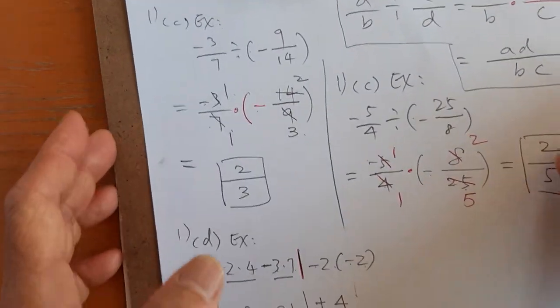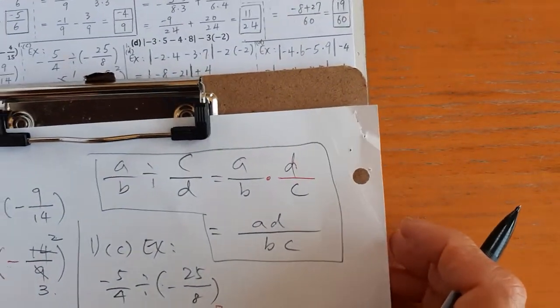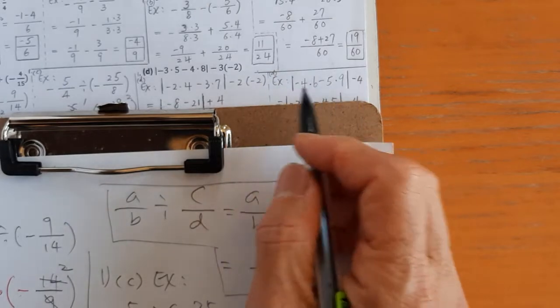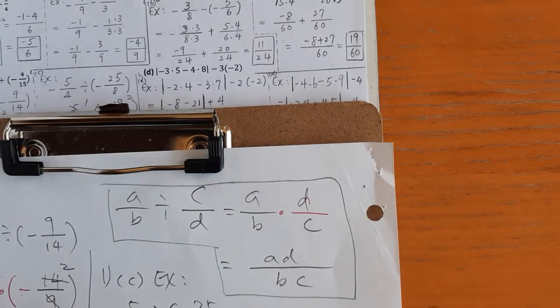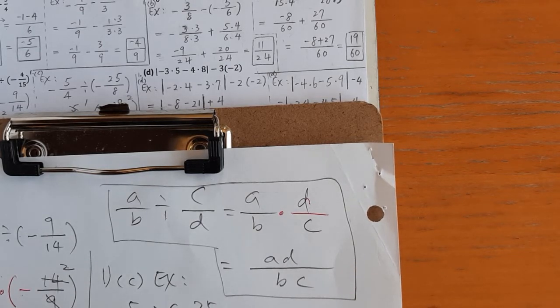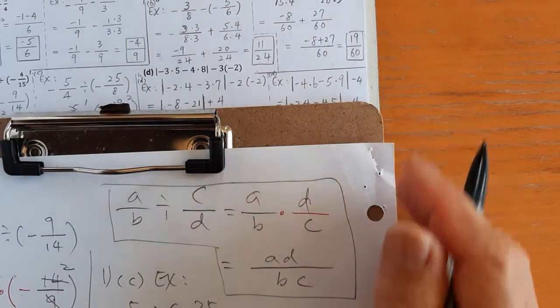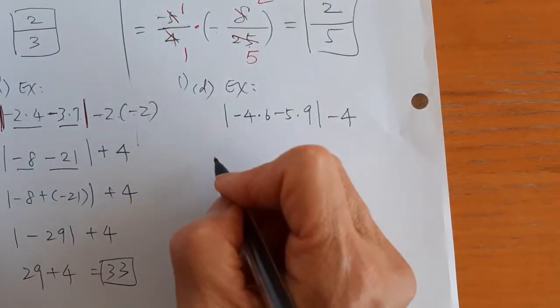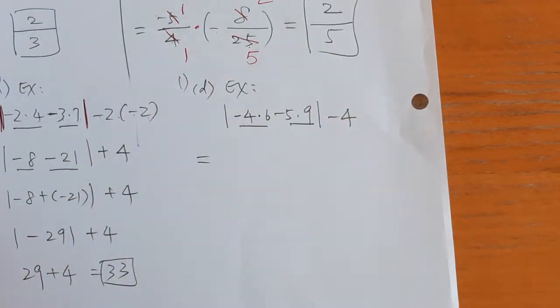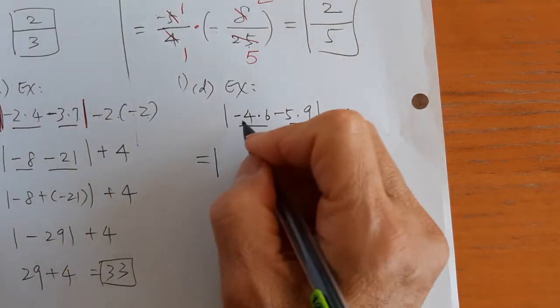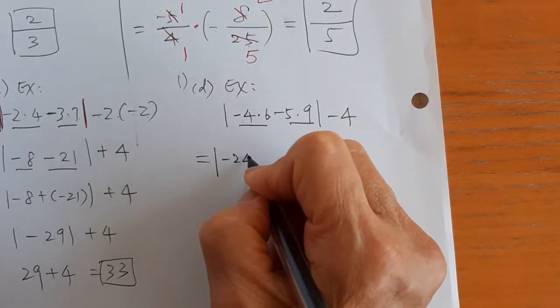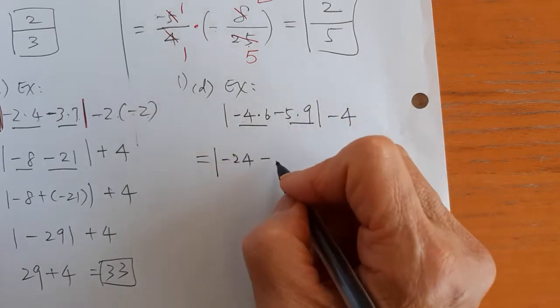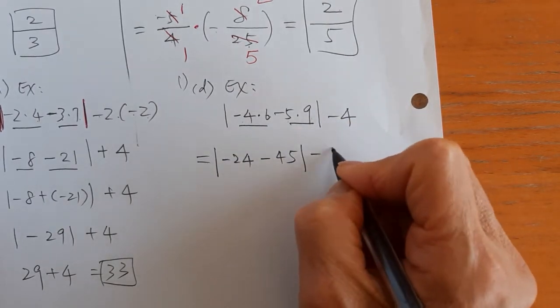Another example, this example, this one, number 1D. Example is absolute value negative 4 times 6 here. Minus 5 times 9, take absolute value, minus 4. So first of all, you do multiplication, then do subtraction. So the negative times positive is negative 24, minus 5 times 9 is 45, minus 4.